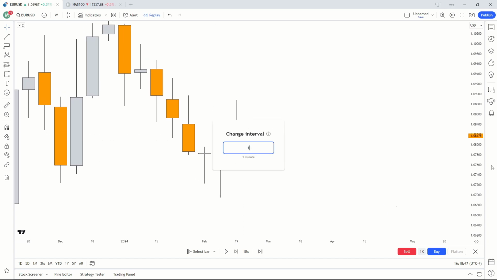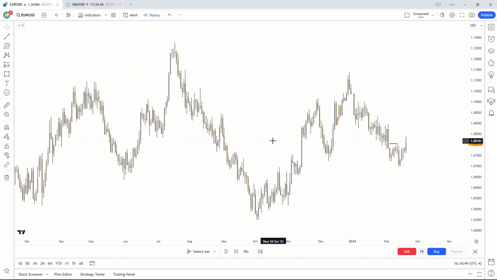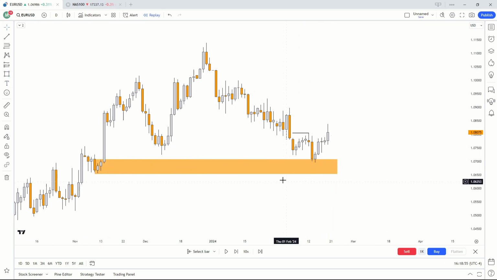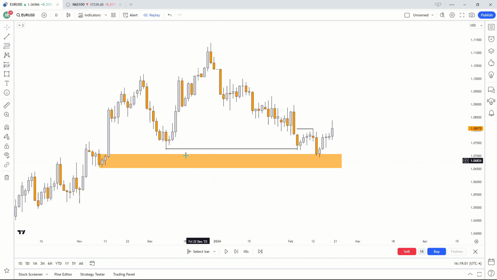Alright, now moving to the daily time frame. What can I see on the daily? So to start off, firstly, market is playing within this order block, which we are reversing off of, as you guys can see, and we're also running this external liquidity right here.